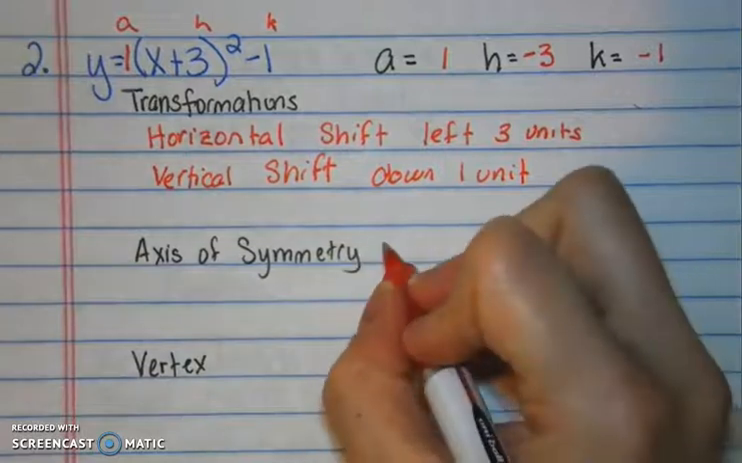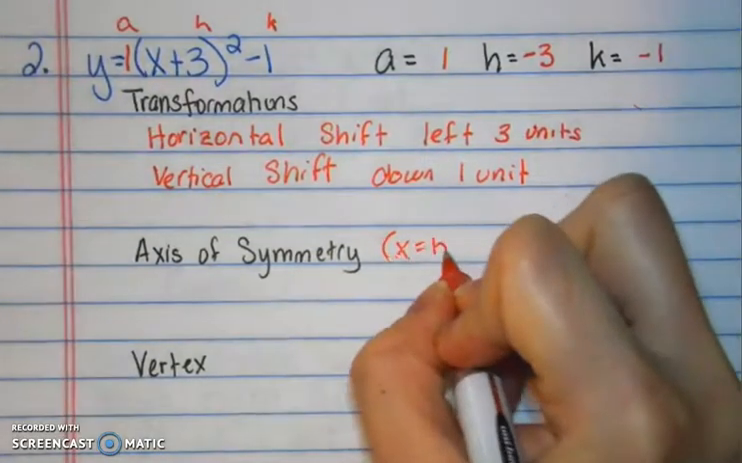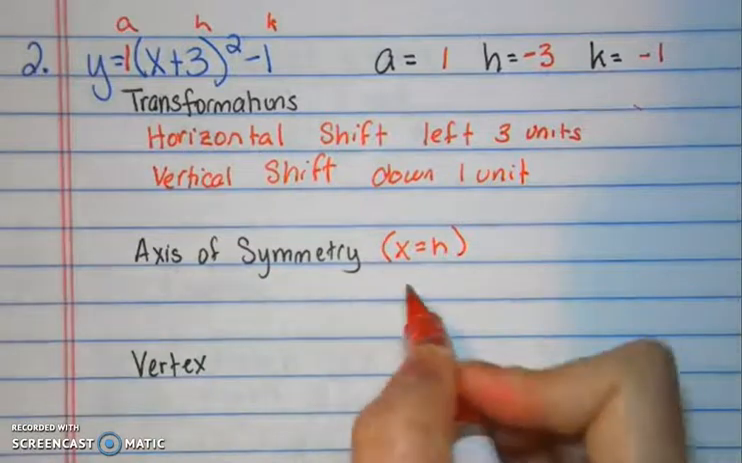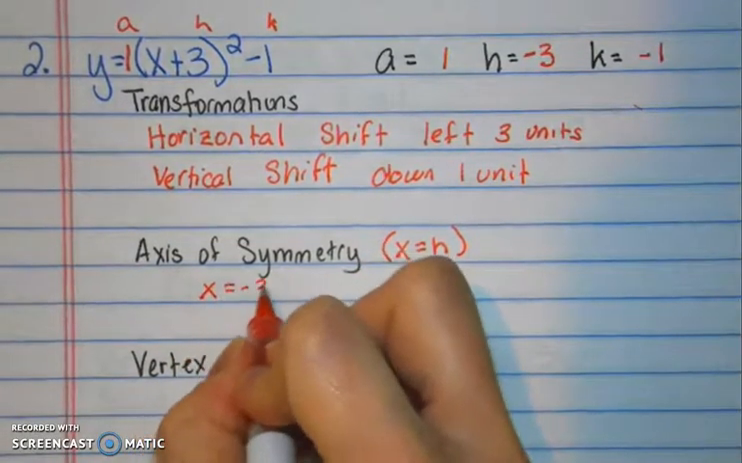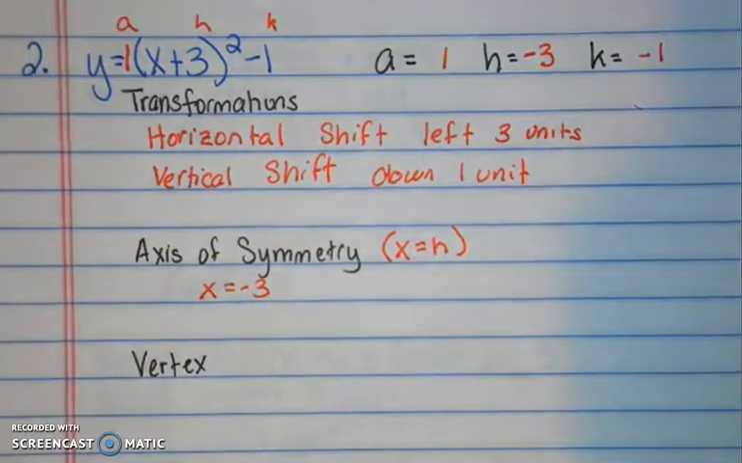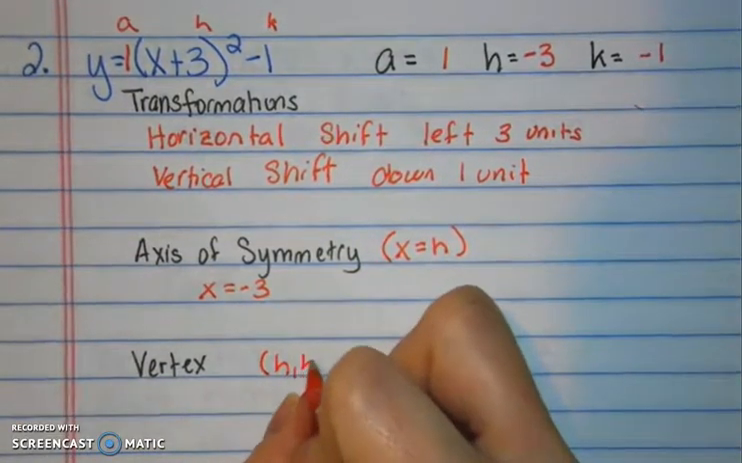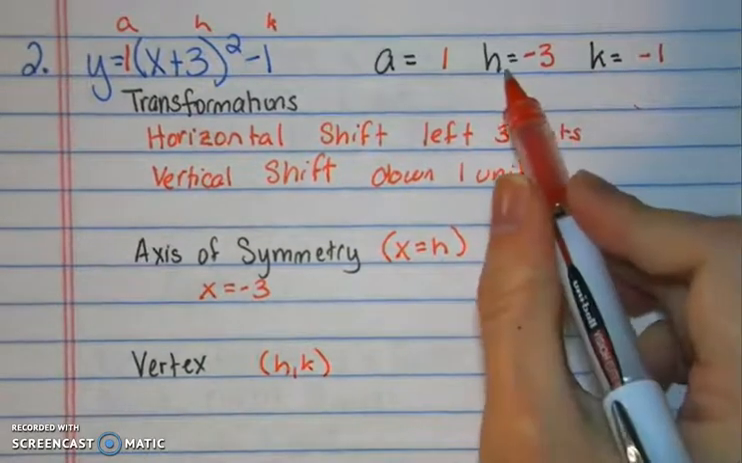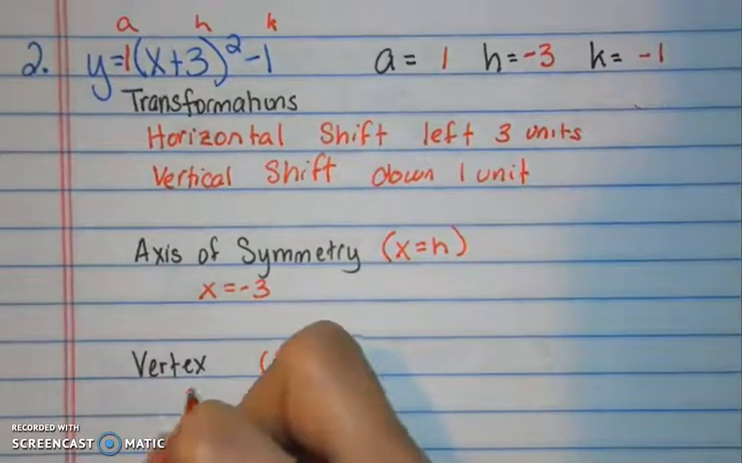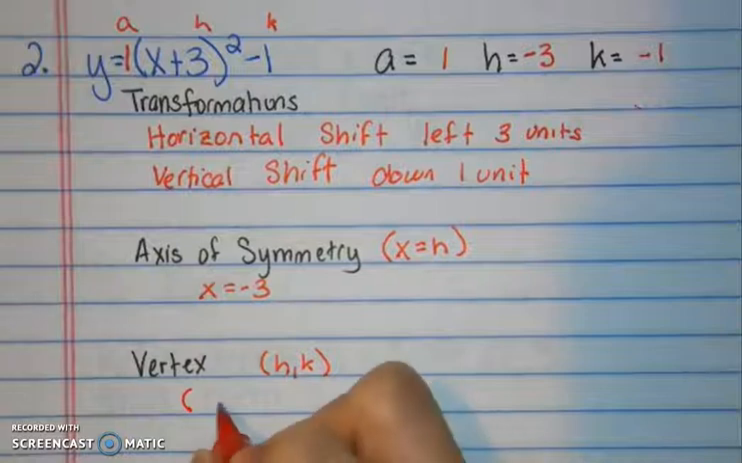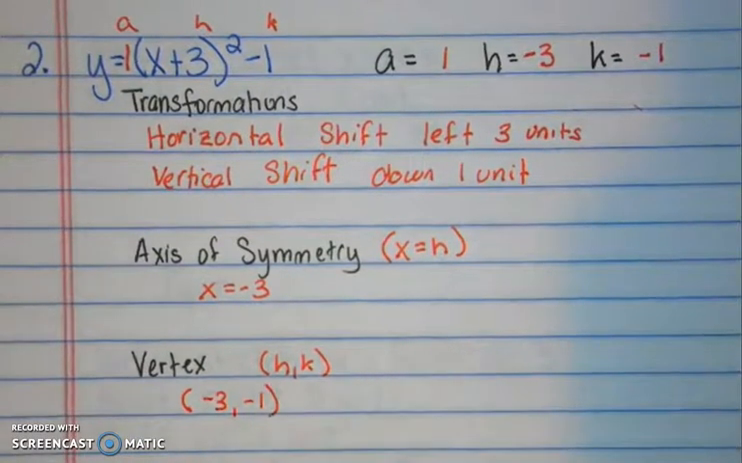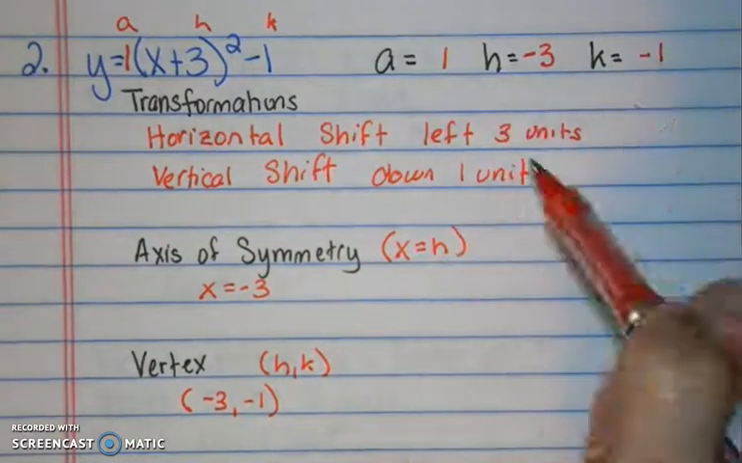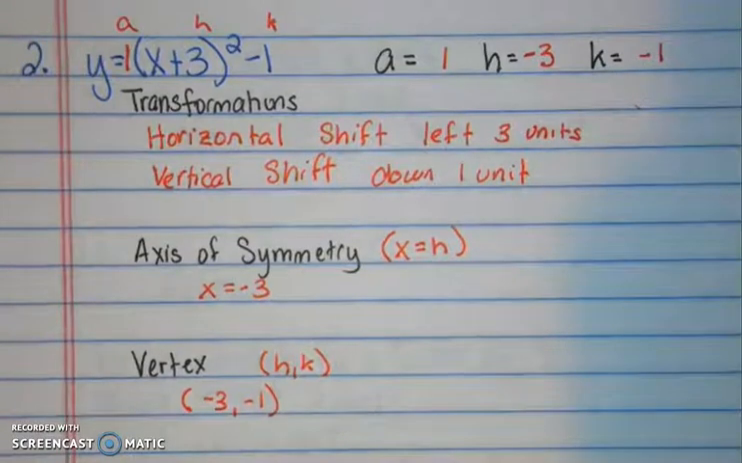We recall that our axis of symmetry is x equals h. So in this case, x equals -3. And then our vertex is the point (h, k). I know h is -3 and k is -1. So my vertex is (-3, -1). So if you can first identify a, h, and k correctly, you can then write all of the transformations, the axis of symmetry, and the vertex with a lot more ease.